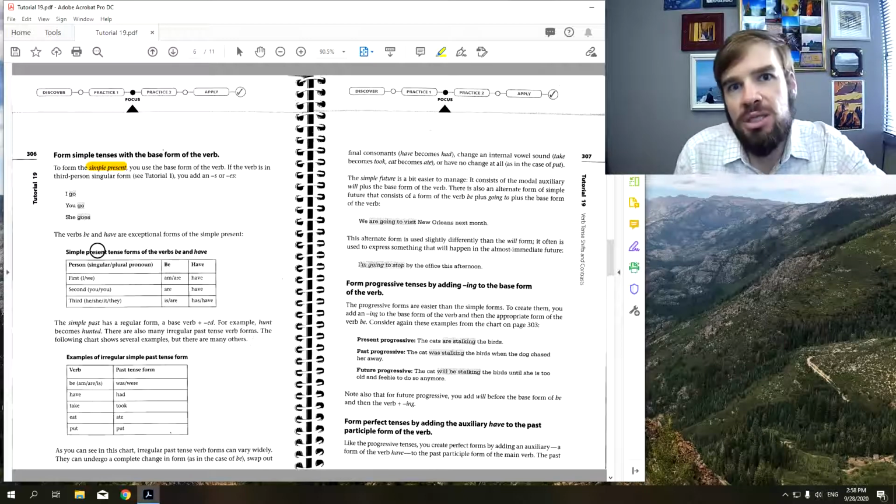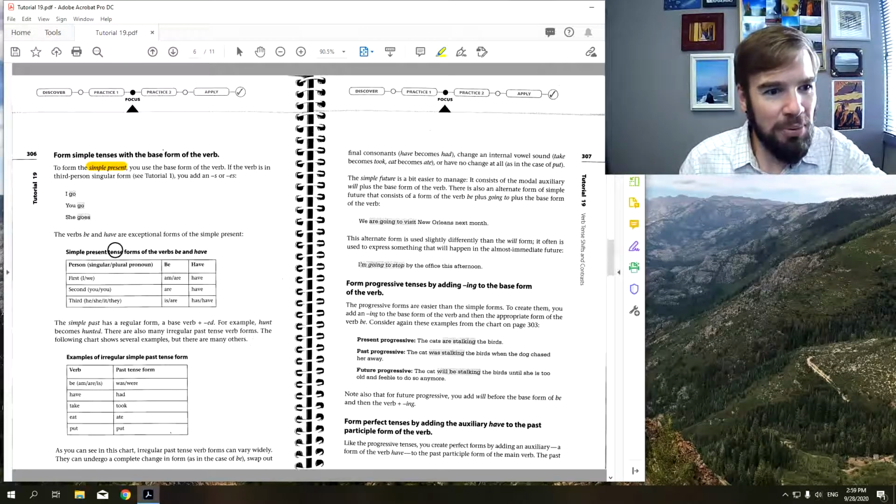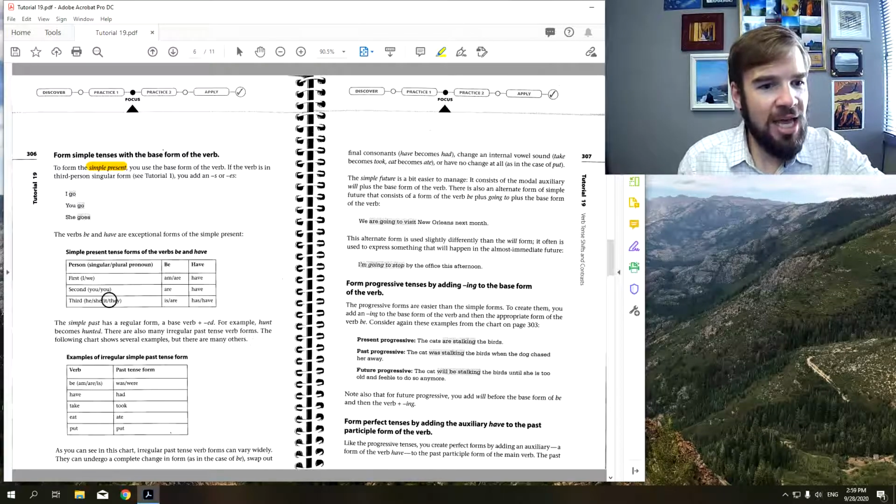The exceptional means they're irregular. So for the first person simple present tense form of the verbs be and have, first, I am, and we are; I have, we have; you are, you have; and third, he, she, it is, or they are. Let me be clear here. He, she, it is, right? They are. He, she, it has, they have.